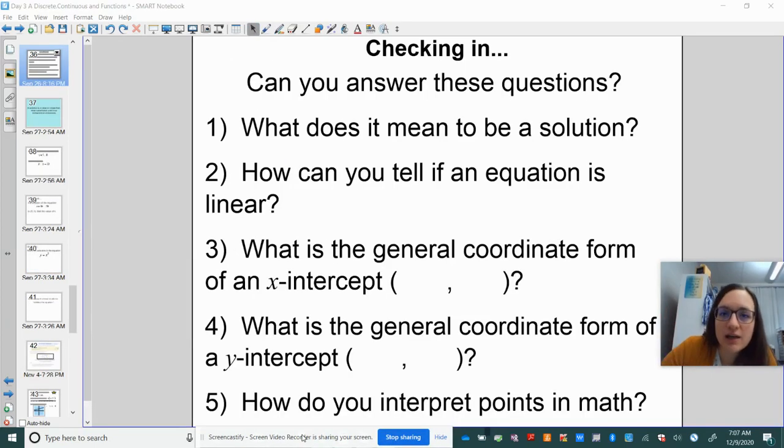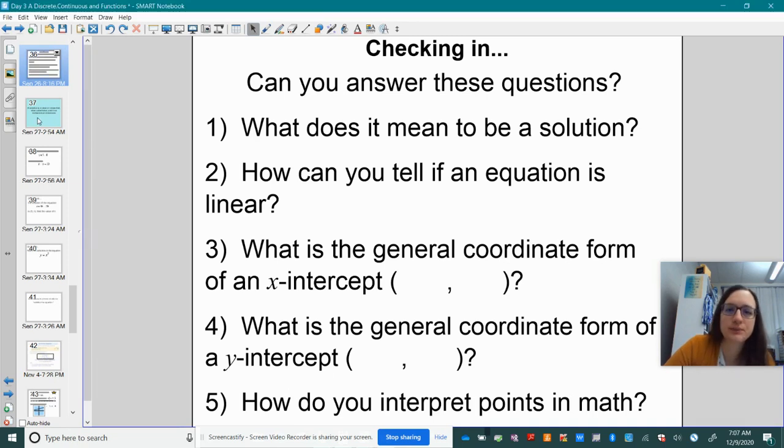So these are good check-in questions. If you can answer them all, you should be good to go. If not, let me know which ones you are struggling with in class tomorrow.